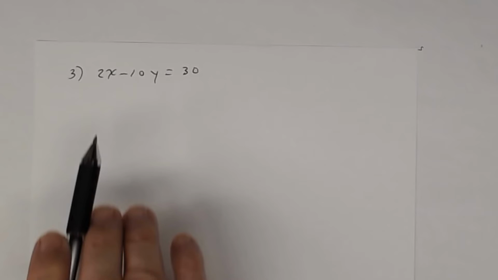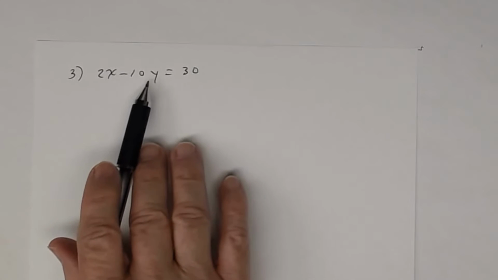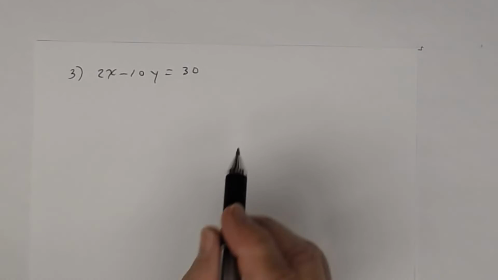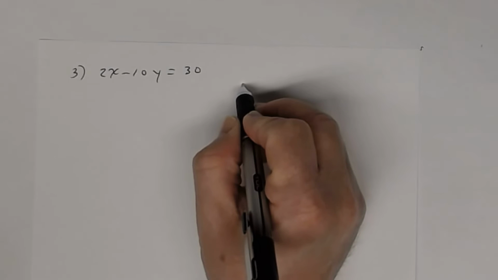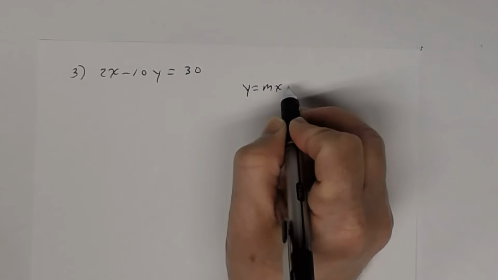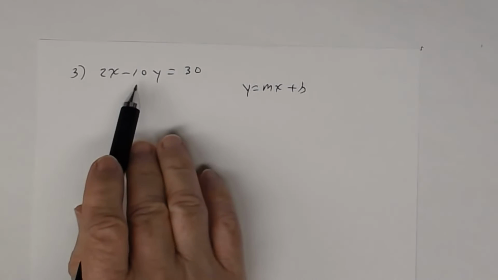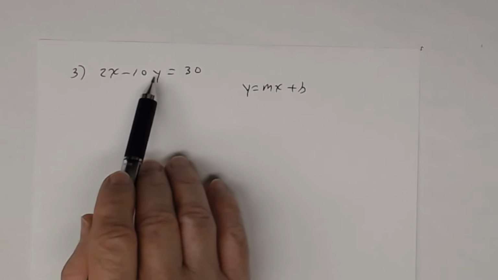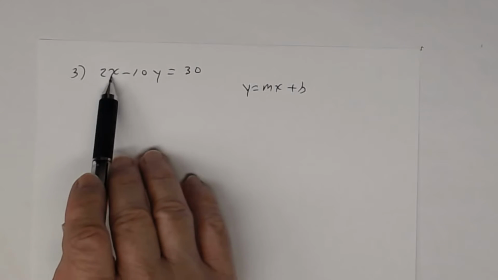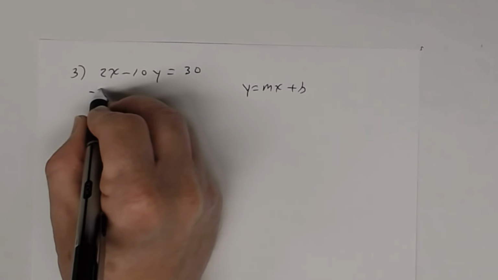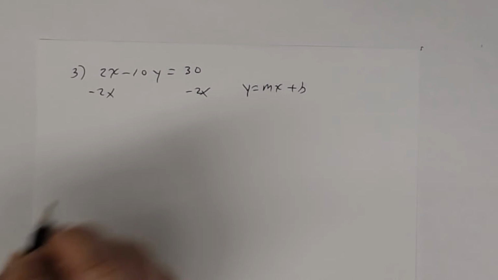So remember, I want to graph this equation using the slope and y-intercept. So I need to change this to slope-intercept form, y equals mx plus b, so I can get y by itself. All right, so we're going to isolate this term here. So that means I want to get rid of this 2x. So let's go ahead and subtract 2x from both sides, just like that.